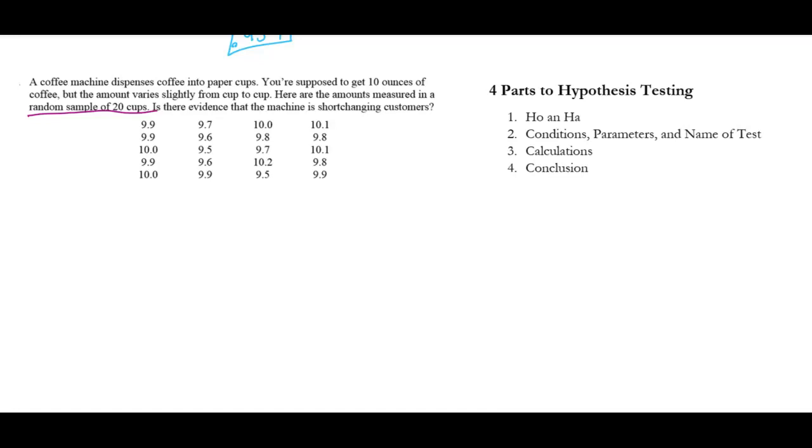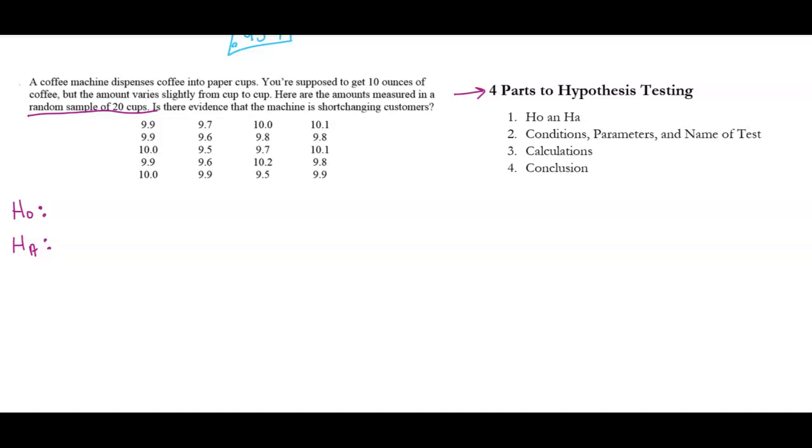And so remember, here are the 4 parts you have to have for a hypothesis test. You have to write the Ho and the Ha, the conditions, parameters, and name a test. You have to do the calculations, and then you have to do the conclusion. Okay, so let's start off by figuring out our null and our alternative.